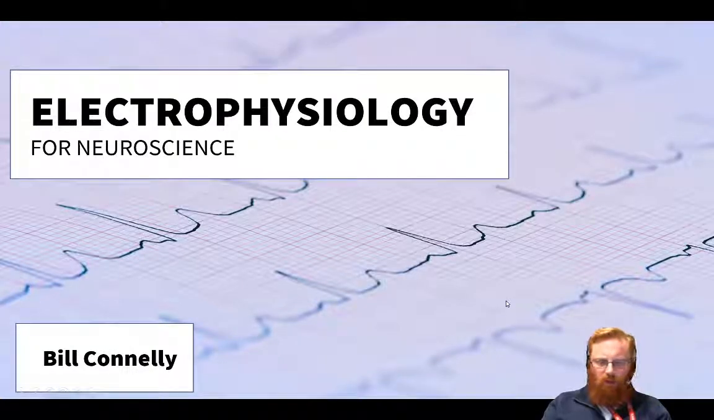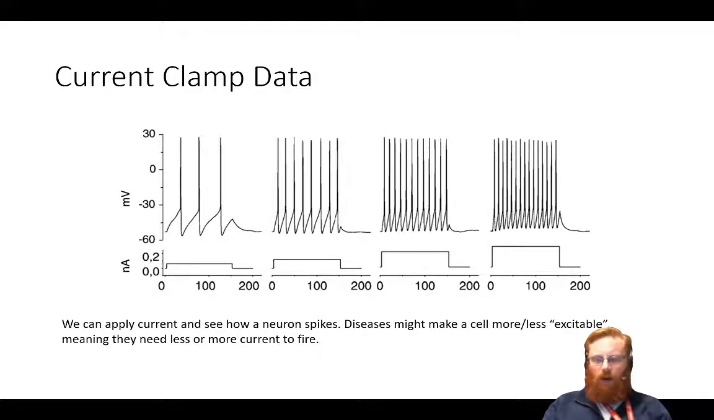So let's have a look at interpreting intracellular electrophysiological data. So current clamp data, I would argue, is the easiest data to interpret by and large, right? Sort of what you see is what you get, right? Here is some current clamp recording from a neuron.